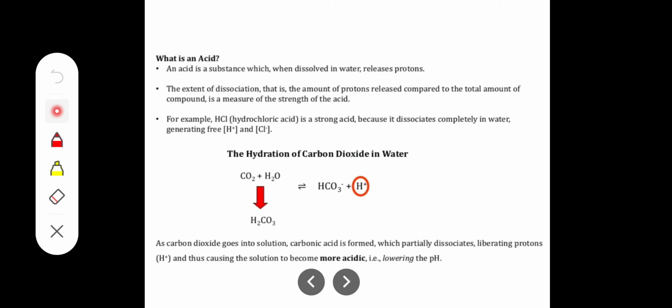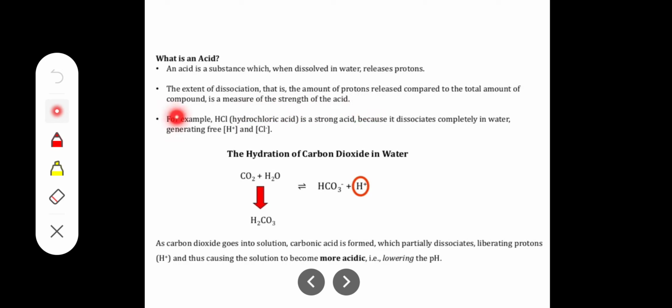Now, what is an acid? Basically, how does an acid behave? It depends on the dissociation. As I told you, an acid is a substance which, when dissolved in water, releases protons. The extent of dissociation, that is the amount of protons released compared to the total number of compound molecules, is the measure of the strength of the acid.